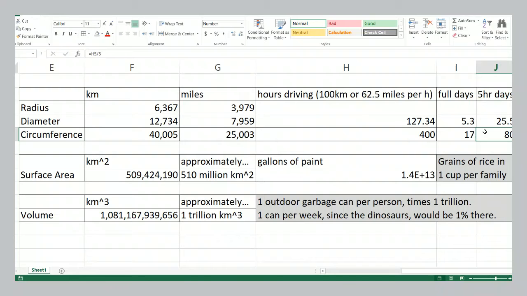So these are all length scales, okay? So the radius, diameter, circumference, right? These are all measures of length.